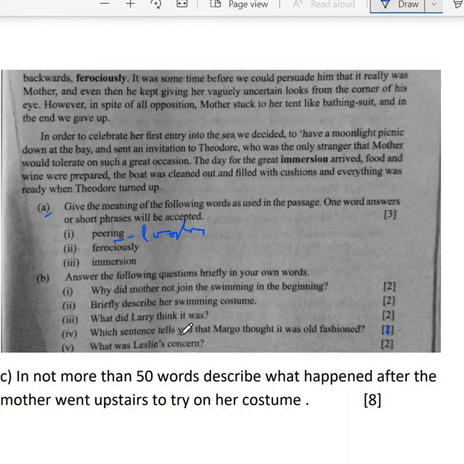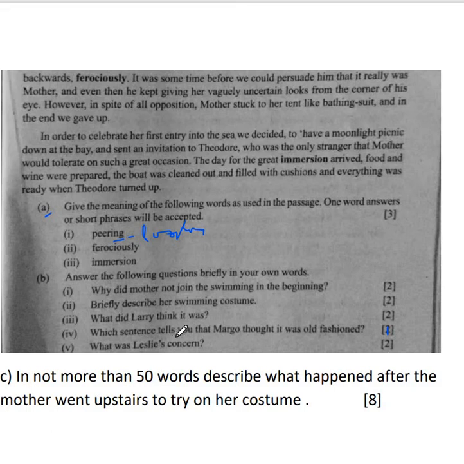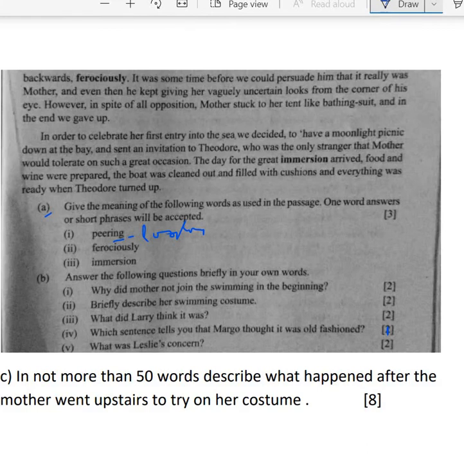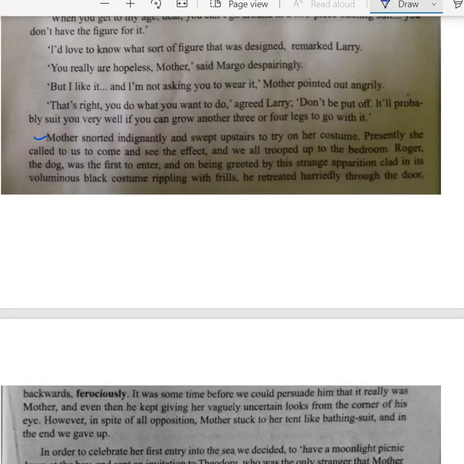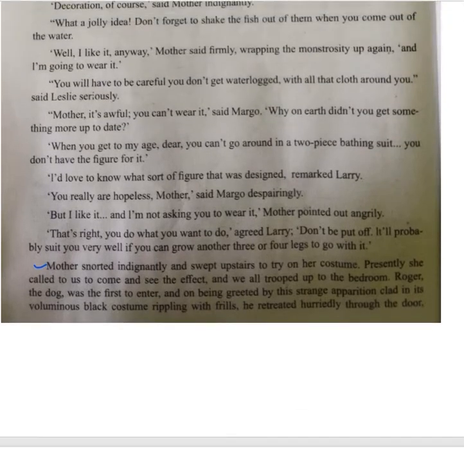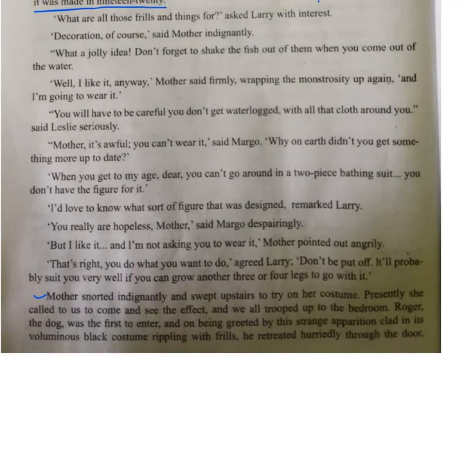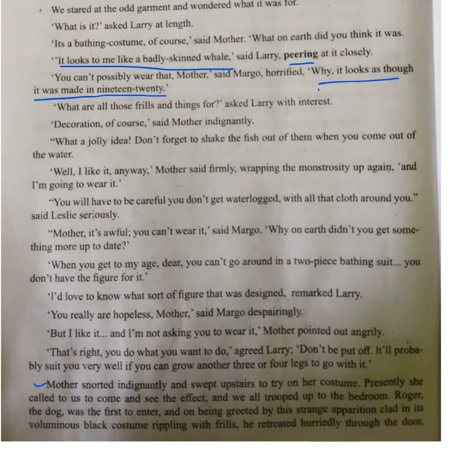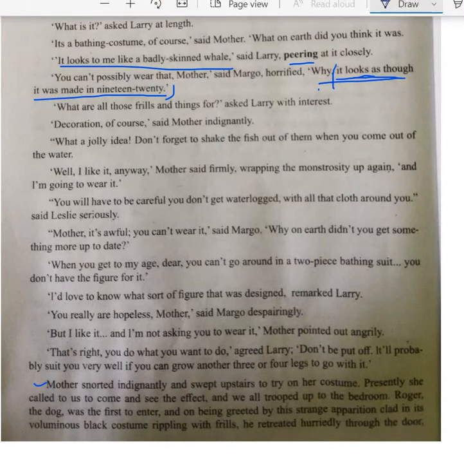Next question which comes here is, which sentence tells you that Margot thought it was old-fashioned? So you have to find it out here. From here you will be writing the comment that was made by Margot, that it looks as though it was made in 1920. So this sentence tells us that it was an old-fashioned or an outdated one.